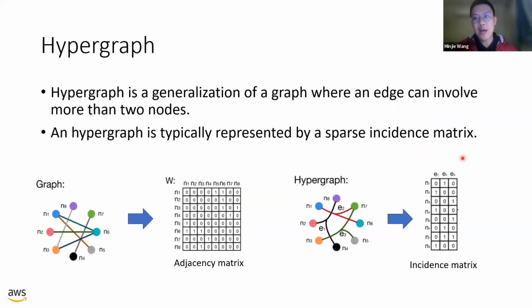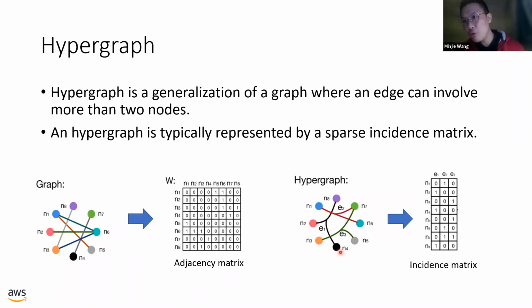The second type of family we found that typically benefits from the sparse API is the hypergraph. You can see here, a hypergraph is a generalization of a graph where an edge can involve more than 2 nodes. Here you can see an example. One edge, for example E1, has 3 nodes actually, not 2 nodes. N2, N8, and N4 are all connected with each other on one edge.